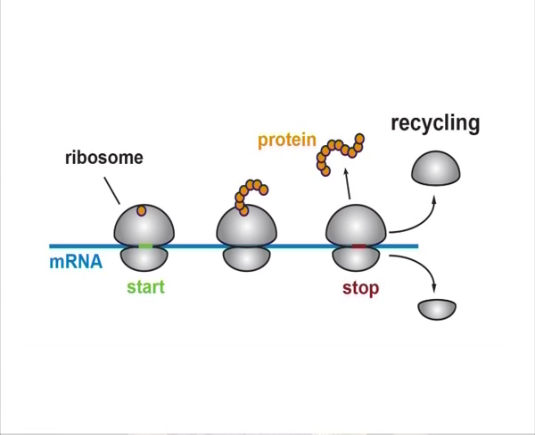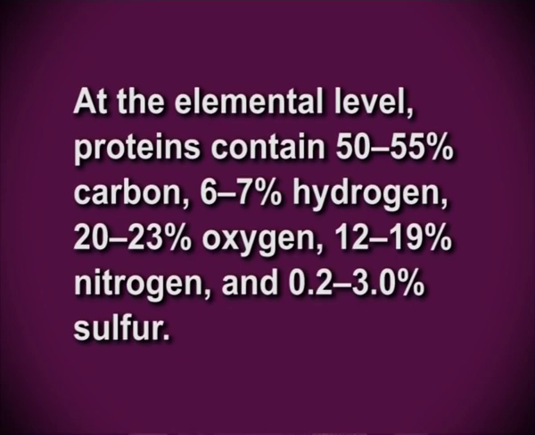Proteins play a central role in biological systems and their synthesis occurs in ribosomes. At the elemental level, proteins contain 50 to 55% carbon, 6 to 7% hydrogen, 20 to 23% oxygen, 12 to 19% nitrogen and 0.2 to 3% sulfur. They are highly complex polymers made up of 20 different amino acids.